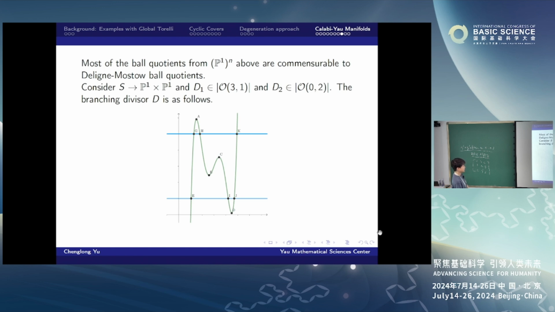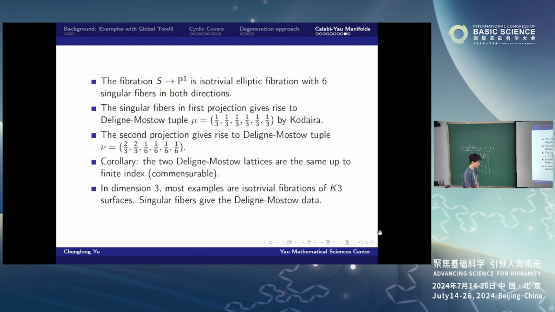So for example, let's take just the product of two P1s. So our theory also works in this case. We consider D1 a divisor of bidegree 3, 1, and the other divisor a divisor of bidegree 0, 2. So this will be these blue lines and green curves. And they will have some discriminant locus when you project to both directions. And in this case, we obtain a K3 surface with double elliptic fibrations, and using Kodaira's theory for elliptic fibrations, we see they are related to Deligne-Mostow's examples with those weights.